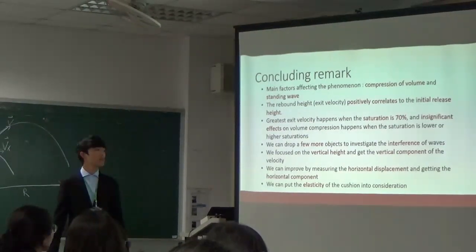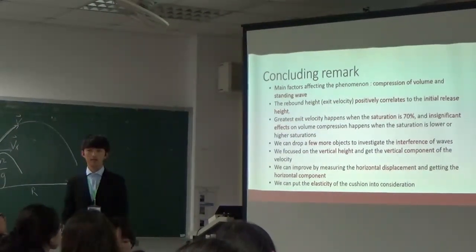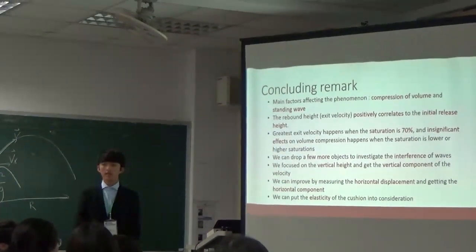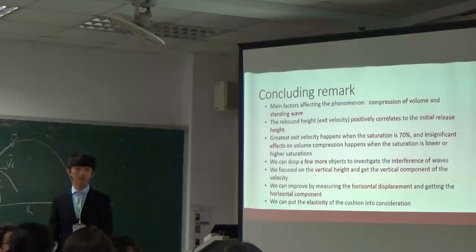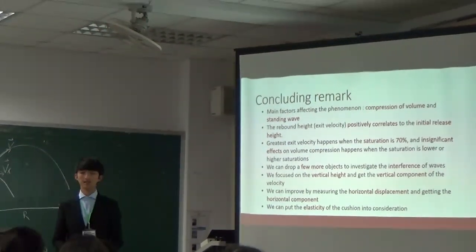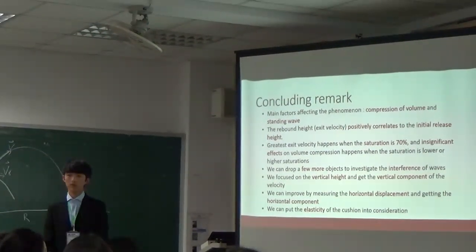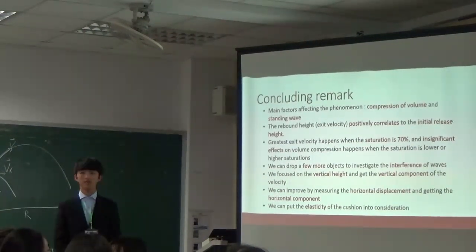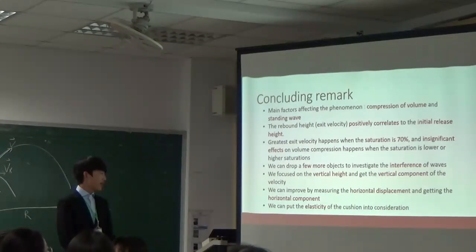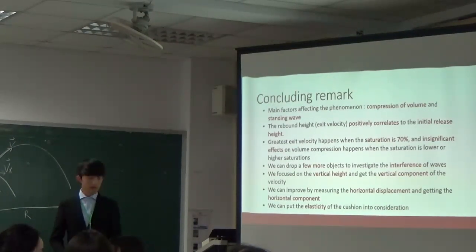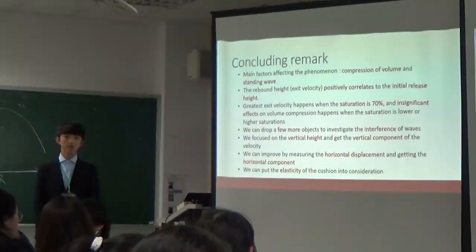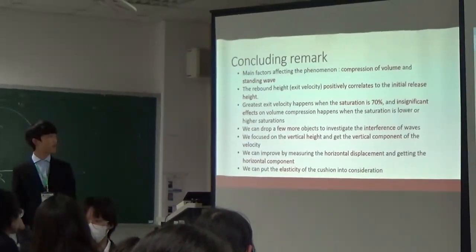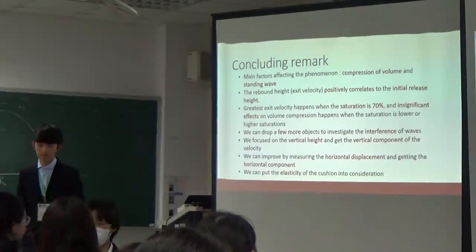That is what we can improve, as the opponent said. And we agree with them. And we focus only on the vertical height and get the vertical component of the velocity. And also, as the opponent said, I think that we can improve by measuring the horizontal displacement and getting the horizontal component of the exit velocity. And we can also take the elasticity of the cushion into consideration, which can cause different errors. And this is the overall concluding remark. Thank you.